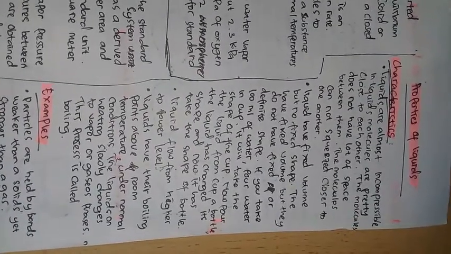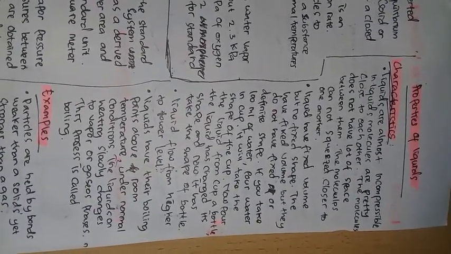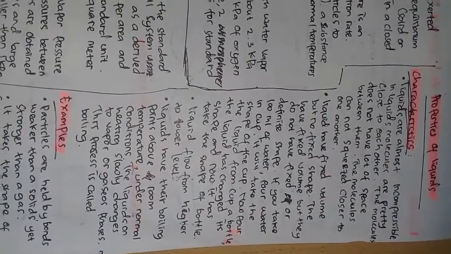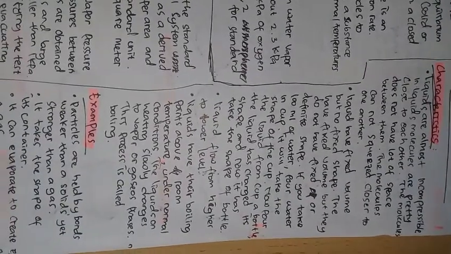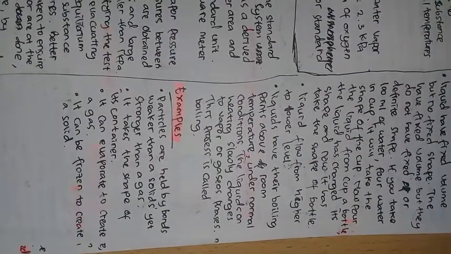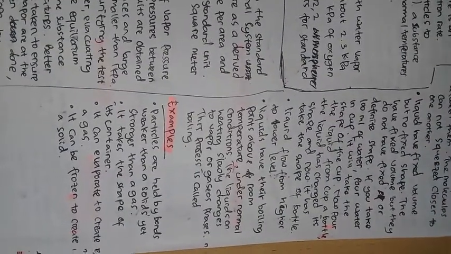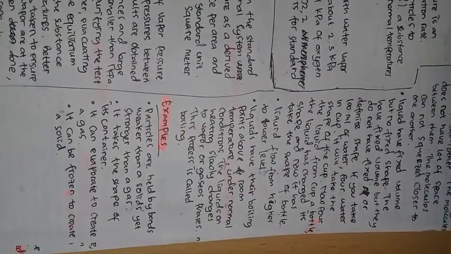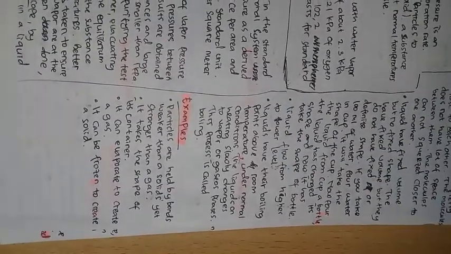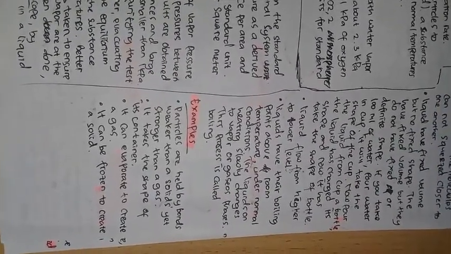4. Liquids have their boiling point above room temperature. Under normal conditions, on heating, the liquid slowly changes to vapor or gaseous phase. This process is called boiling. Summary: 1. Particles are held by bonds weaker than a solid yet stronger than a gas. 2. It takes the shape of its container. 3. It can evaporate to create a gas. 4. It can be frozen to create a solid.